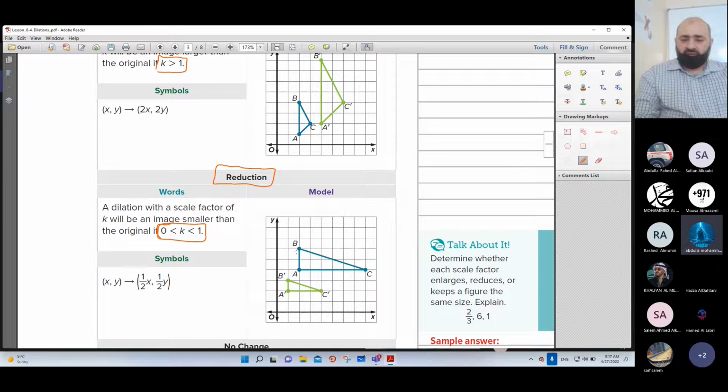On this side, we have 2 units. On this side, we have 1 unit. On this side, we have 1, 2, 3, 4, 5, 6 units. On this side, we have 3 units. So as you see, the ratio will be 1 over 2, or k equals 1 over 2. 1 over 2 is between 0 and 1, so this operation will be a reduction.